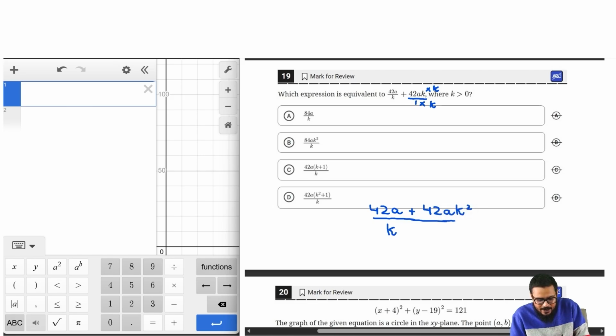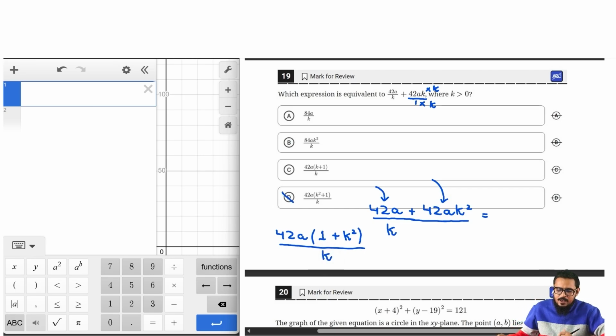Now, if you try to factorize your numerator, you can simply see that 42a is the common factor. So you can just factor this out, 42a. Taking it as the common factor, you will be left with just a 1 in your first term. And since you have already taken 42a outside, you'll be left with just k squared as your second term, divided by k. So you can factorize this to confirm that this should be the right answer. That's option B.